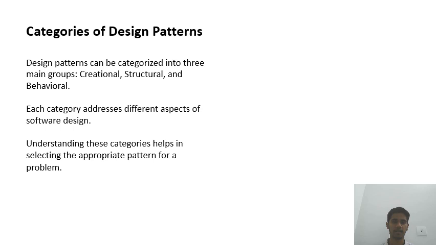Categories of design patterns. Design patterns can be categorized into three main groups. Those are creational, structural, and behavioral. Each category addresses different aspects of software design. Understanding these categories helps in selecting the appropriate pattern for a problem.